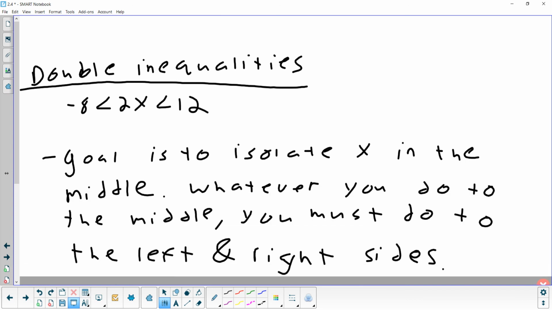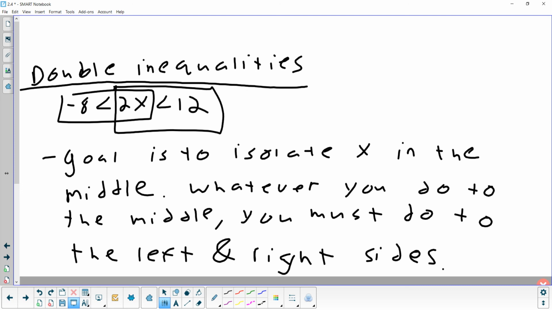So this is what we call a double inequality, or you could also call it a conjunction. You've got a variable in the middle, and you have a left, and you have a right. Now, I will warn you that sometimes when you have an inequality like this, you need to split it apart. You can't always do it the way I'm going to show you how to do this one.